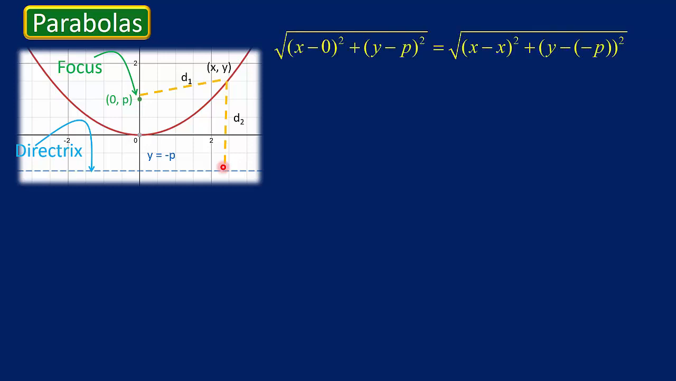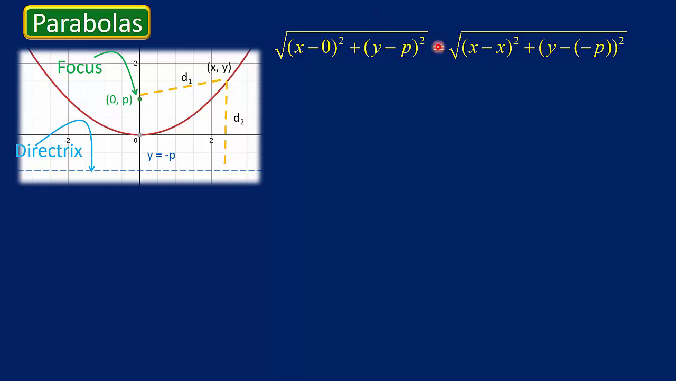Now, let's see if we can come up with a formula for a parabola. Notice that I said that D1 and D2 are the same. So let's use the distance formula and calculate the distance from (x, y) to (0, p). It's going to be the square root of the difference of the x's, x minus 0 squared, plus the difference of the y's, y minus p squared. That's D1. Now what about D2? The x's are the same, since I'm going straight up and down. So this is going to be the square root of x minus x squared, the difference of the x's, plus the difference of the y's, y minus negative p squared, because this is the point (x, negative p) right here.